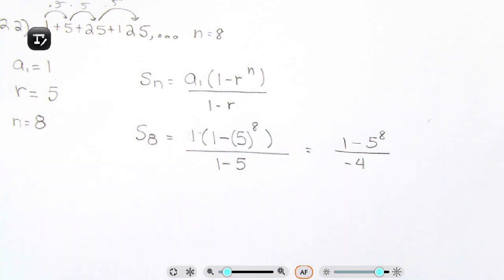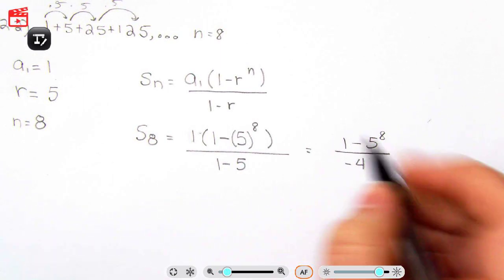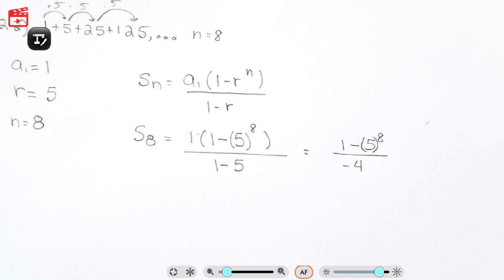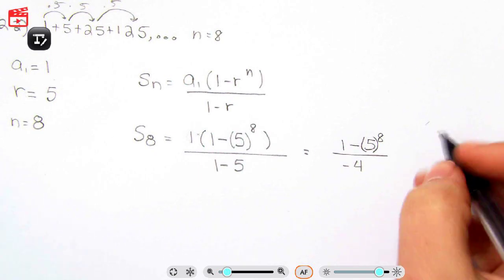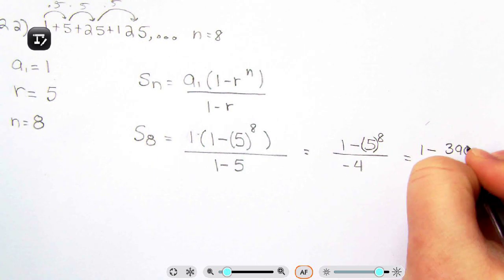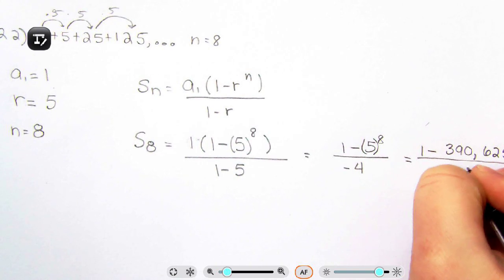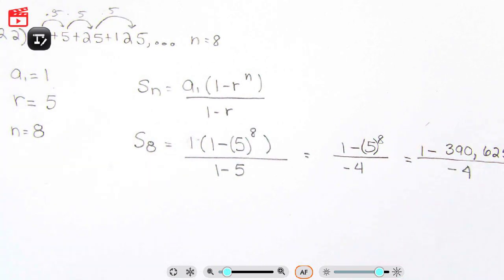Okay, and I'm typing into my calculator. Again, this is different than the question before. So do you notice how my parenthesis is only around the 5? So this is 5 to the 8th power, not negative 5 to the 8th power. So I have 1 minus 390,625, big number, all divided by negative 4. So I'm going to do 1 minus 390,625, and I'm going to divide that number by negative 4.